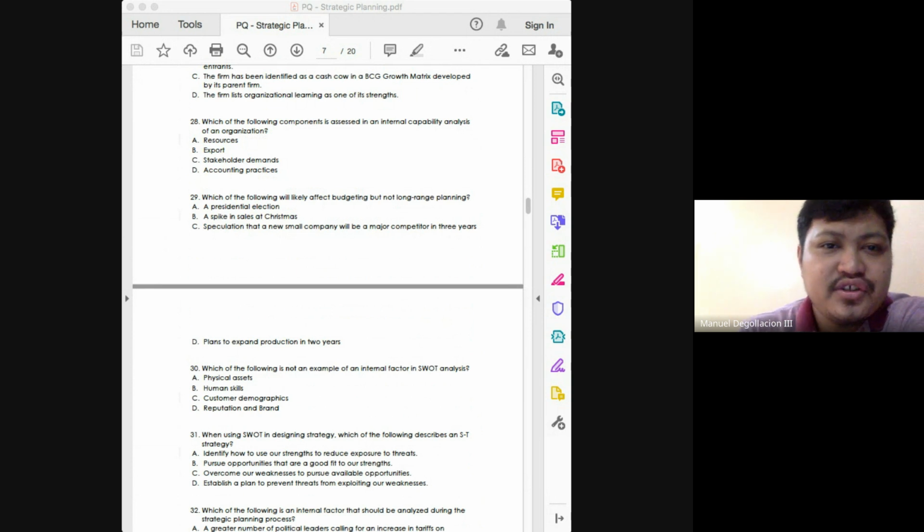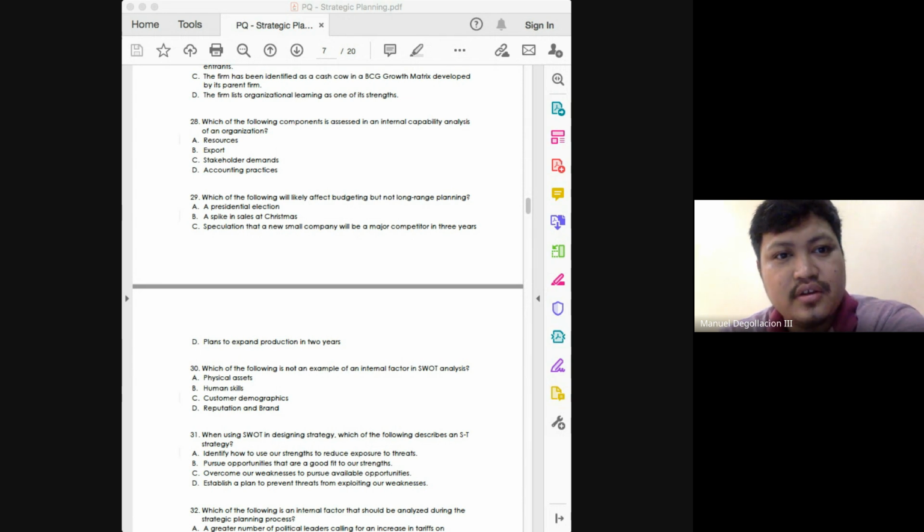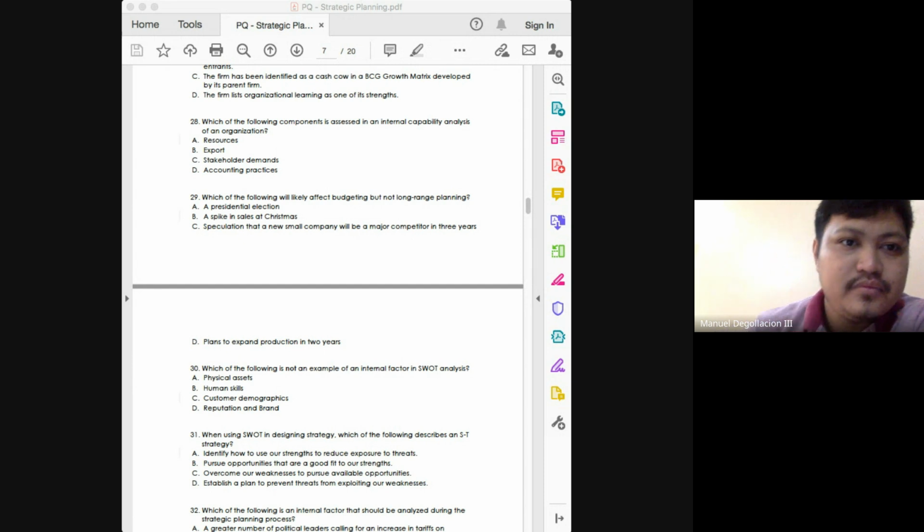A presidential election definitely will affect long range planning. A spike in sales at Christmas will definitely affect your budgeting, okay, and not your long range planning. So this would be our answer. Okay, let's try to go over C and D. Speculation that a new small company will be a major competitor in 3 years. That should affect long range planning. Plans to expand production. Okay, that should also affect your long range planning. So the answer here would be letter B.